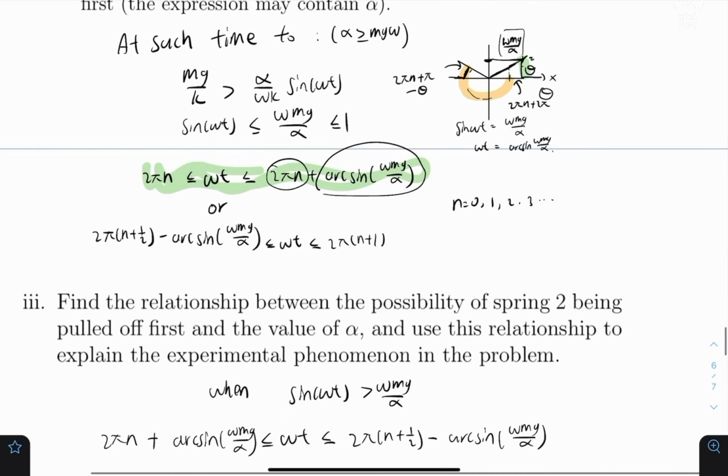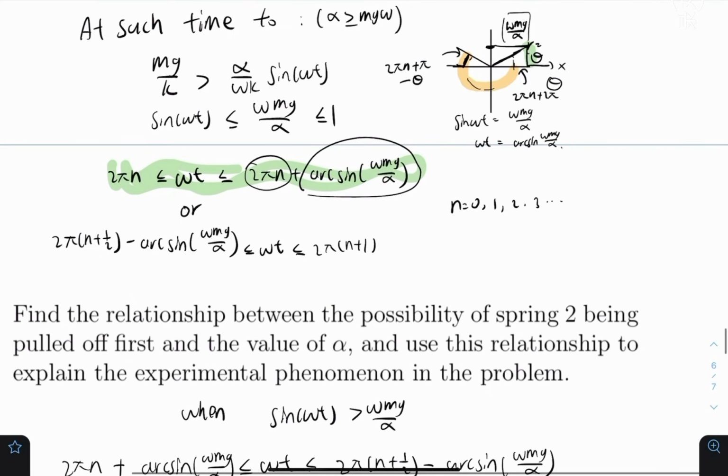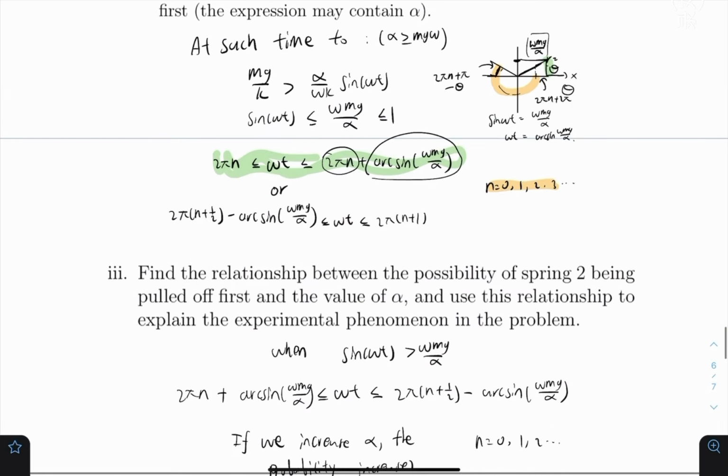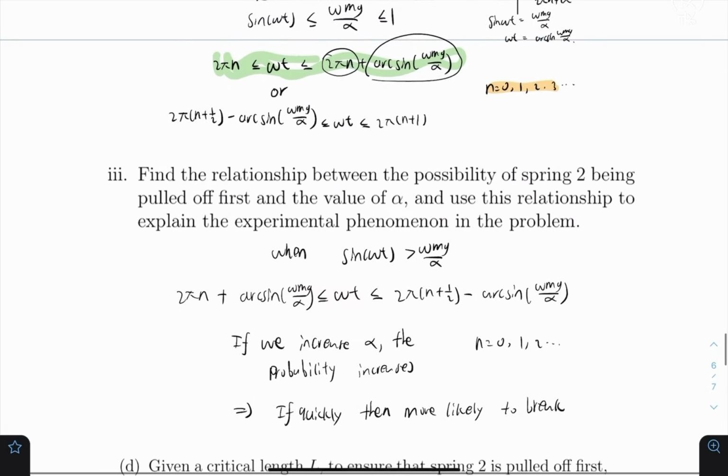And we need to write out the conditions for n. So the condition for n is that n begins from 0, and to 1, to 2, and to 3. And that is basically problem 2. Now let's move on to question 3.